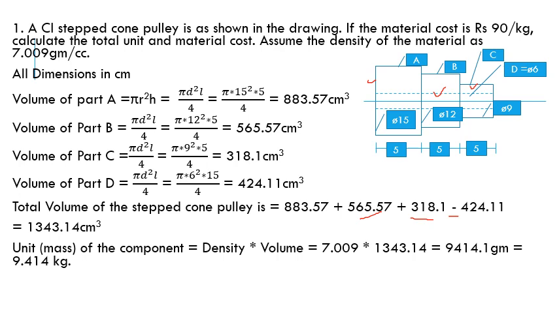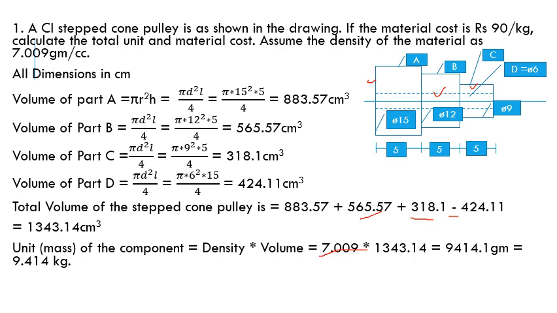9414.1 grams here, because density is in terms of grams per centimeter cube. So centimeter cube of density and centimeter cube of the volume get cancelled with each other, and I end up with 9414.1 grams. So when I convert that into kgs, I will divide it by 1000, so that I will end up with 9.414 kg.